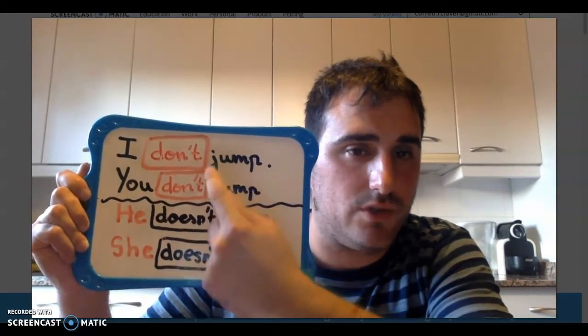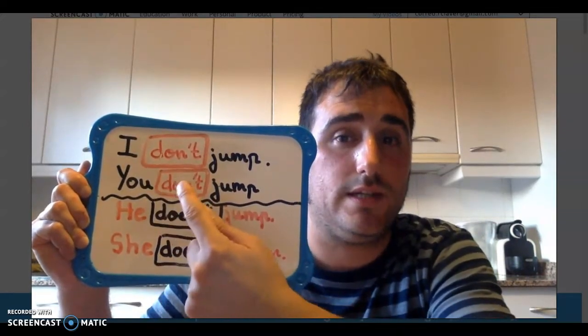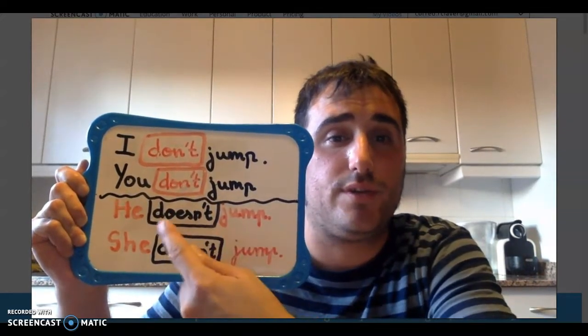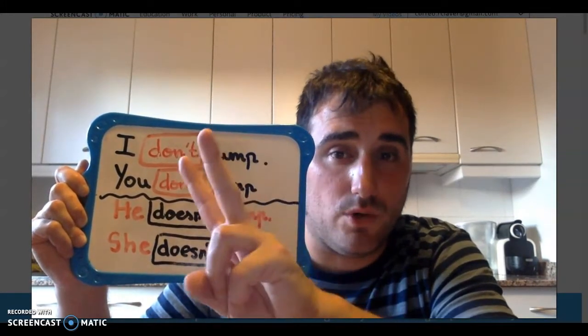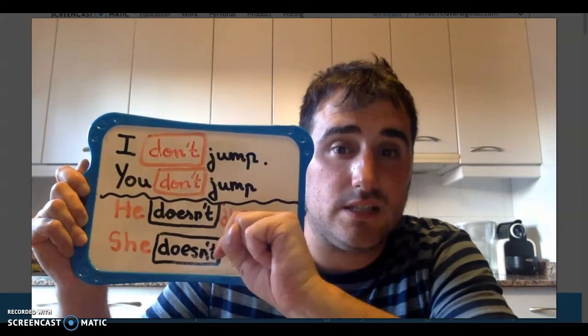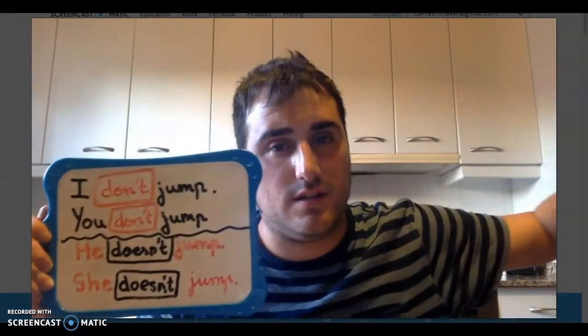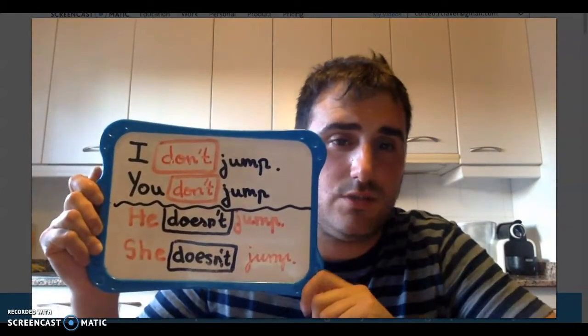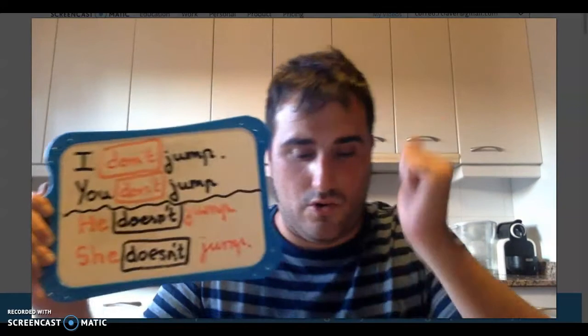It was don't with I and you, we and they, and then with the third person singular, when we speak about one girl or one boy or one thing or one animal which is not with us, they are somewhere else, we had to use doesn't to make it negative. Okay. So now, today, we're going to work with questions.